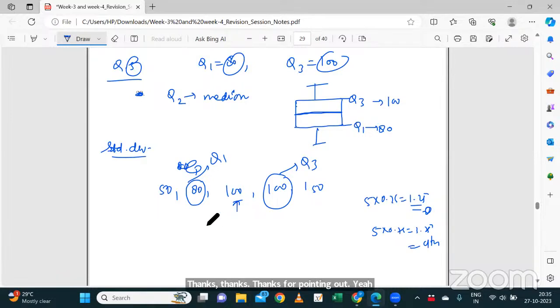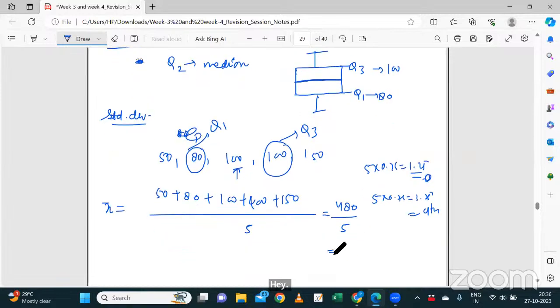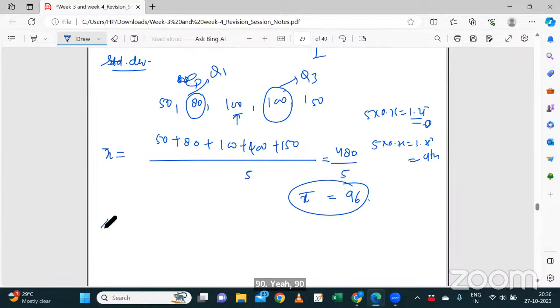So now we have to find the standard deviation. What will X bar be? X bar will be 50 plus 80 plus 100 plus 100 plus 150, divided by 5. The sum is 480, and 480 divided by 5 is 96. So the mean is 96, and we have to compute the standard deviation.